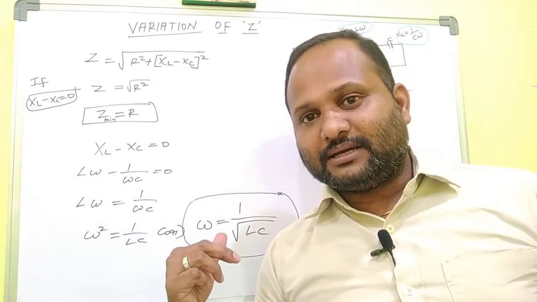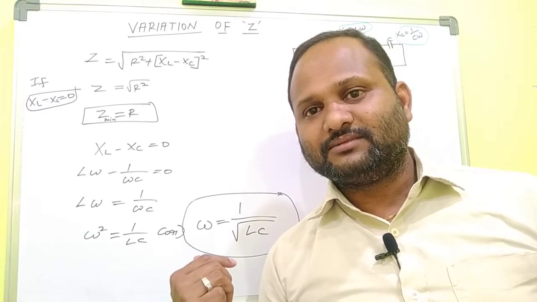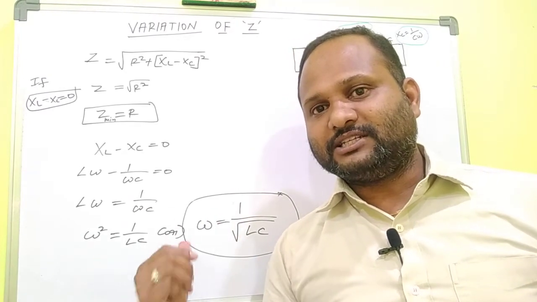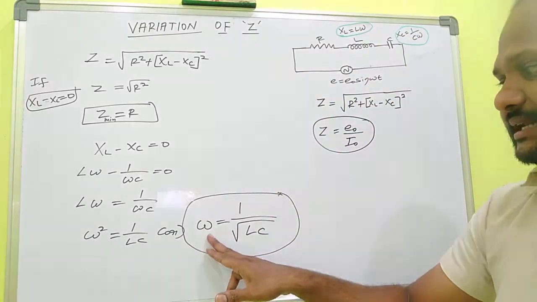Otherwise, it is said to be resonant frequency. Why is it called resonant frequency? We will discuss later. Now, let it be taken as natural frequency. Here omega is the natural frequency.